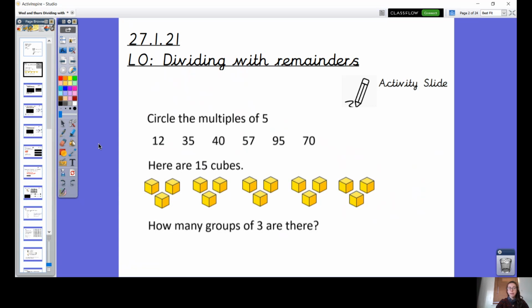Okay, can you write the date and LO in your book? Today we're going to be dividing with remainders. We have touched on this very briefly in school before, and then have a go at completing the questions on the screen. Pause the video.